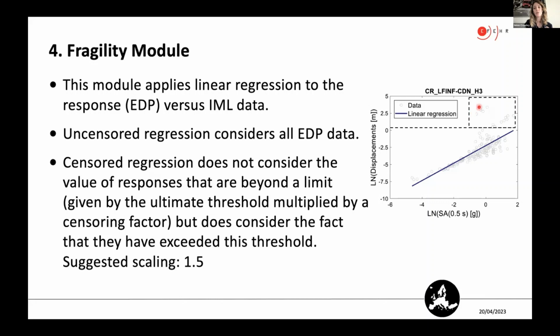We're taking into account the knowledge that we have exceeded the threshold, but we're not actually using the value to affect our linear regression. Often in your capacity curves, your last point is not the full collapse of the building, it's typically a near-collapse point. So we often suggest using a factor of about 50% higher than that value as your censoring factor.